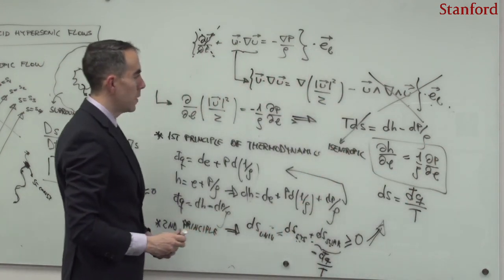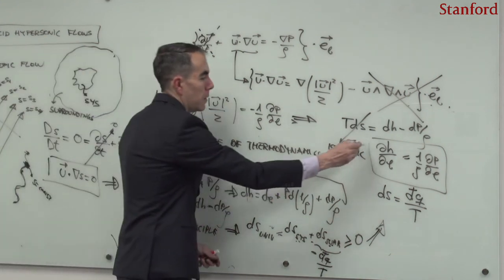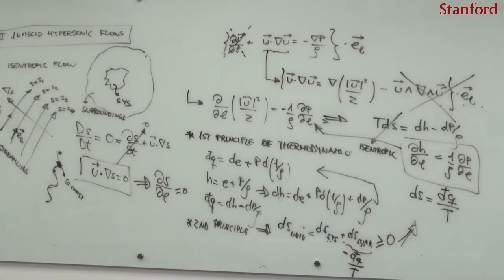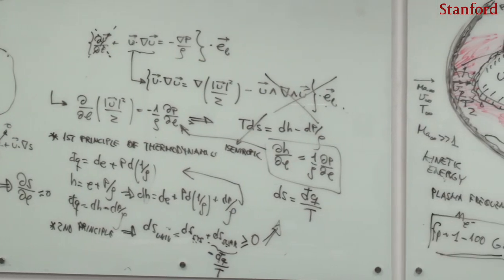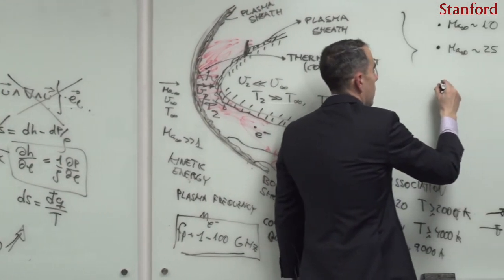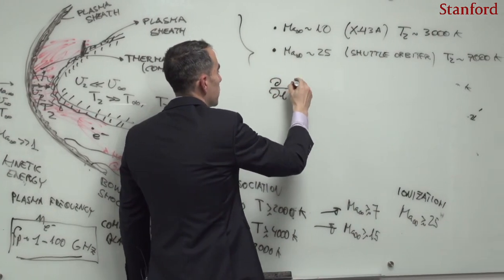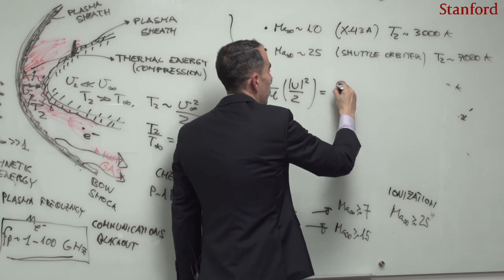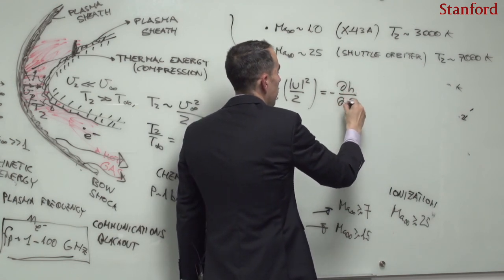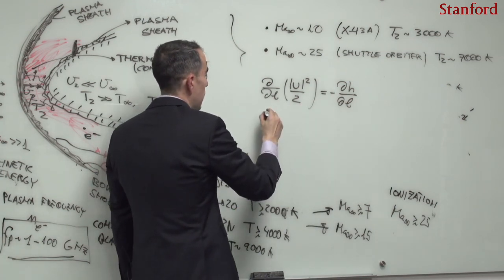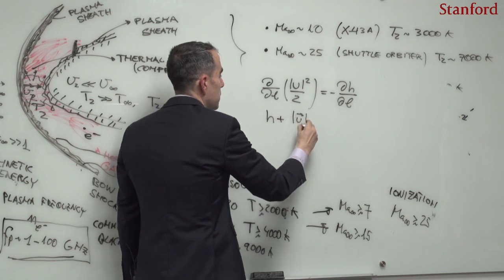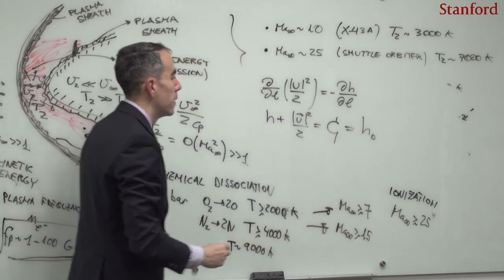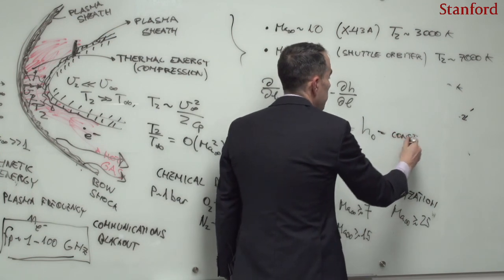If I substitute this expression that comes from isentropic flows into the momentum equation, I'm going to obtain an alternative form of the Bernoulli equation. So we obtain on the left-hand side that the variation with respect to the tangential direction of the specific kinetic energy is equal to minus the variation of the enthalpy in the tangential direction. I can integrate this equation and obtain that the sum of the enthalpy plus the specific kinetic energy is equal to a constant. This constant is called the specific stagnation enthalpy, and it depends on the streamline.